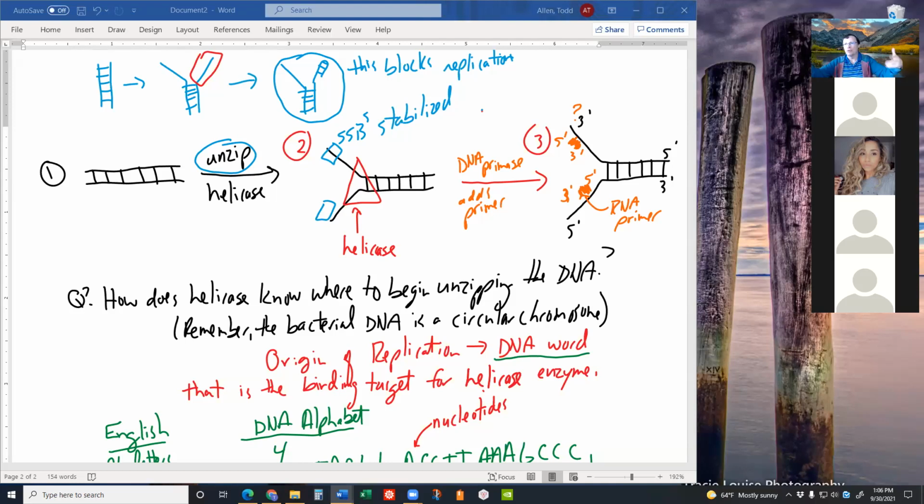Okay, that's kind of like what we're doing here. We're not pushing gasoline into the carburetor, but we're putting a piece of RNA into the DNA structure for the purposes of DNA synthesis. Okay.